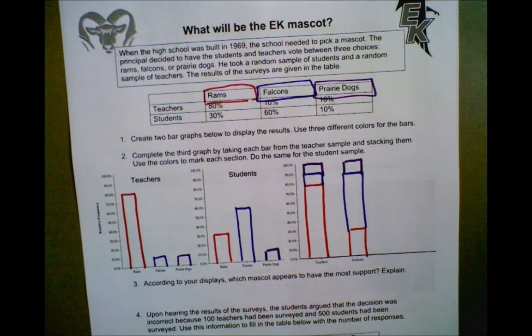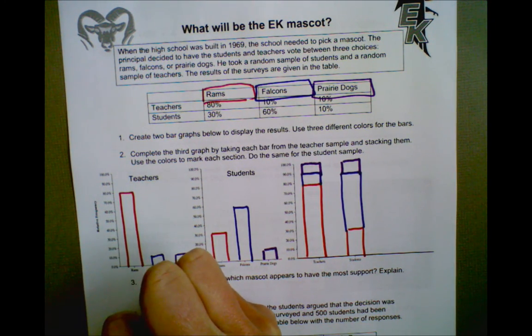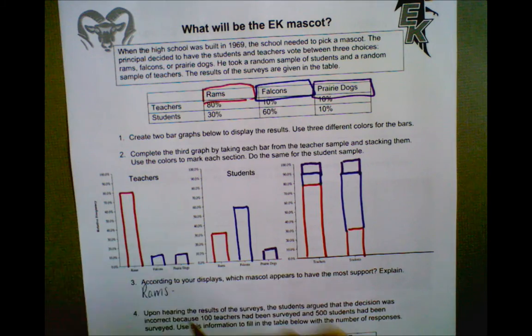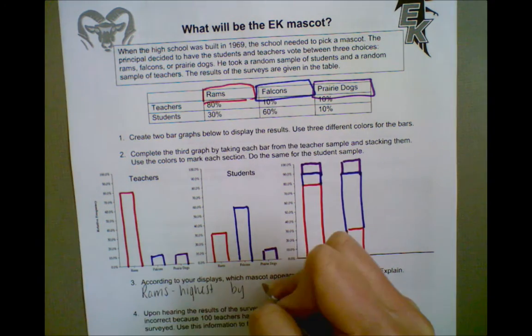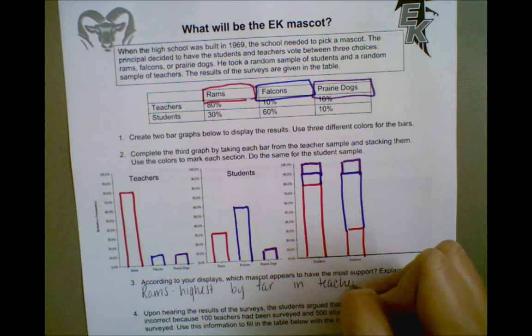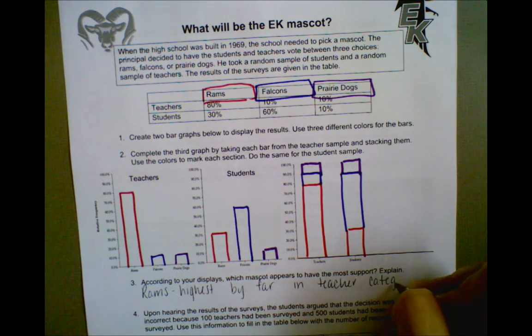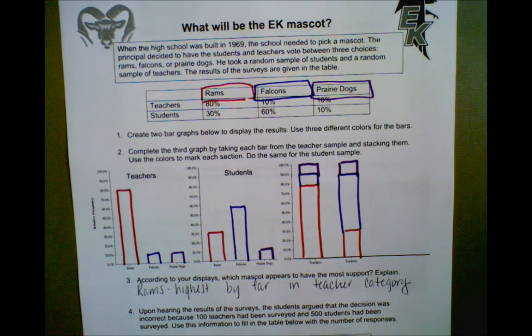Then in question 3, according to your displays, which mascot appears to have the most support? It looks like overall the Rams had the most support. It was the highest proportion of teachers by far. And then we still had a decent proportion of students that voted for Rams.